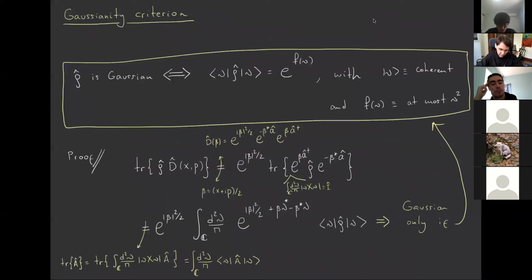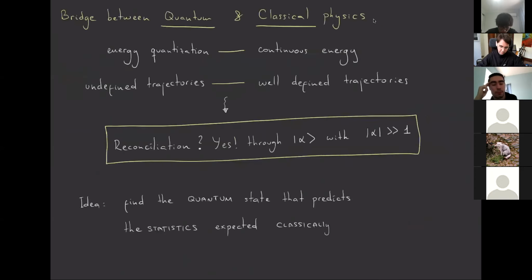Then I remind you also that we developed a Gaussianity criterion based on coherent states, and the criterion is very simple. If I give you any state rho, and you compute the expectation value of the state in a generic coherent state with amplitude mu, then rho is a Gaussian state if and only if you can write that as the exponential of a function that is at most quadratic in mu, in the amplitude of the coherent state. We proved it very easily, and we will use that today.